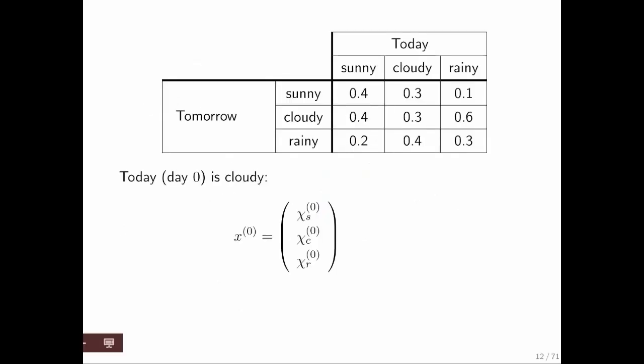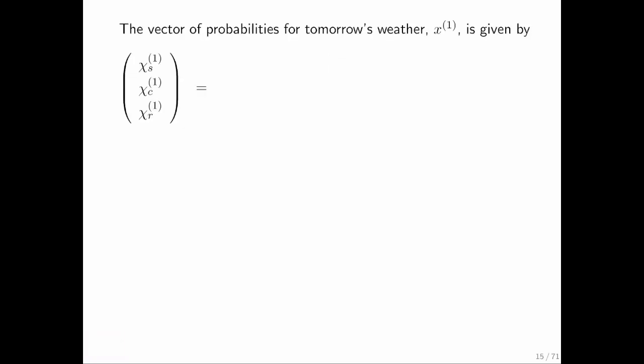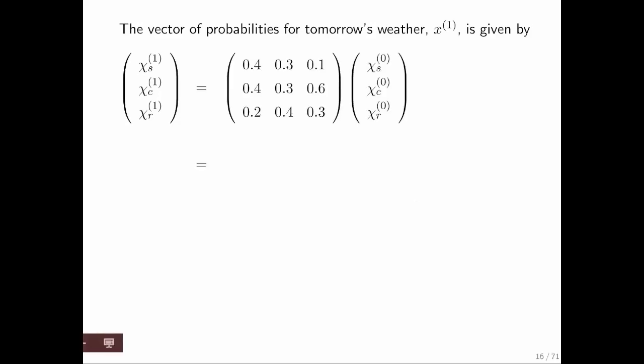How did we express that today is cloudy? Well, we did that by setting our state vector x0 to the second unit basis vector. And by now, the unit basis vectors have become your friends. So if we want to then predict what the probability is for tomorrow's weather, we simply multiplied the transition matrix times the state vector for today.